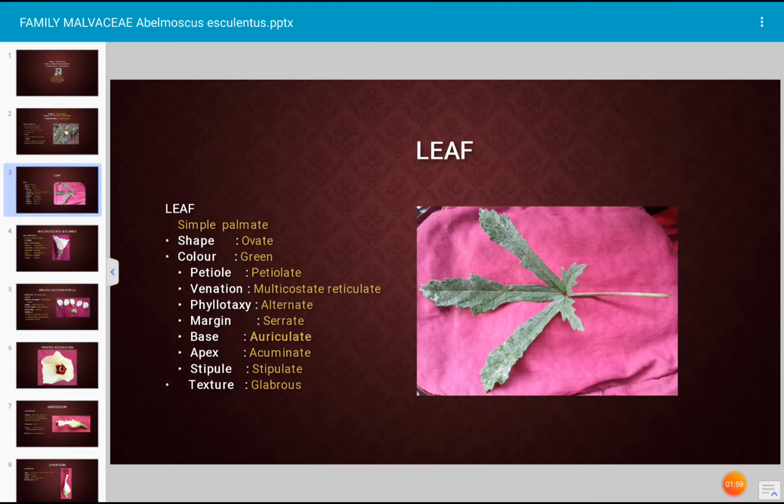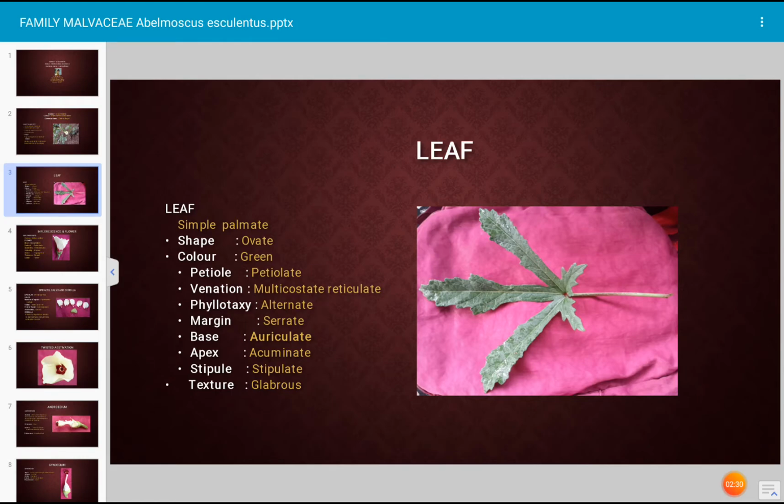Leaf is simple, palm-like leaf. Simple leaf means it has a petiole, that is a stalk, and a lamina. If the leaf has a stalk, it is described as a petiolate leaf. The entire leaf is ovate, shape of the leaf is ovate. It is green in color, and venation is multicostate. Multicostate means more than one costa is there.